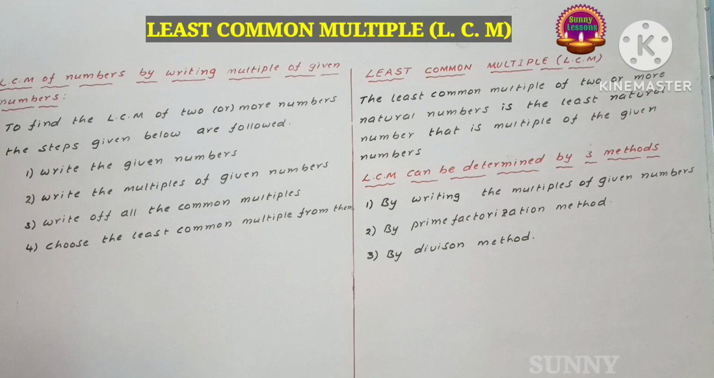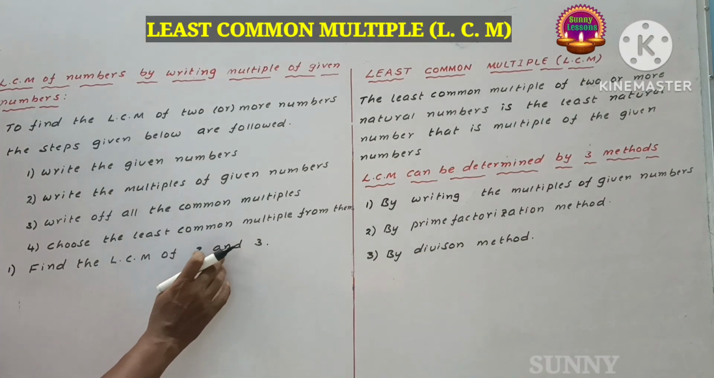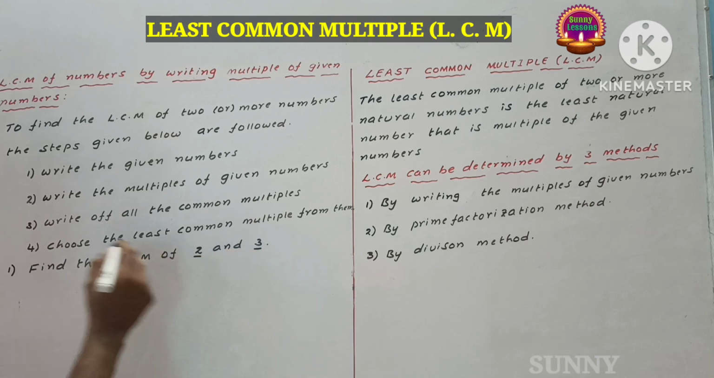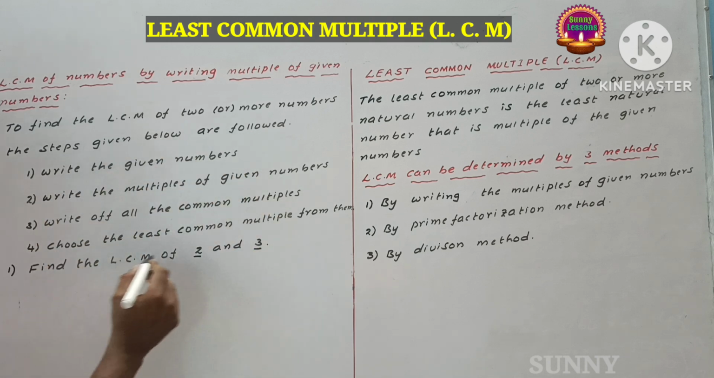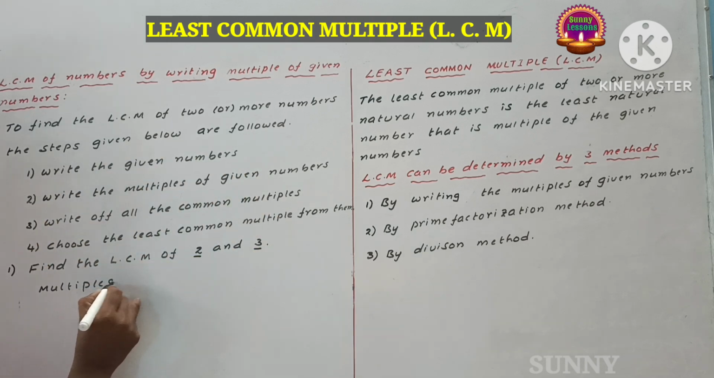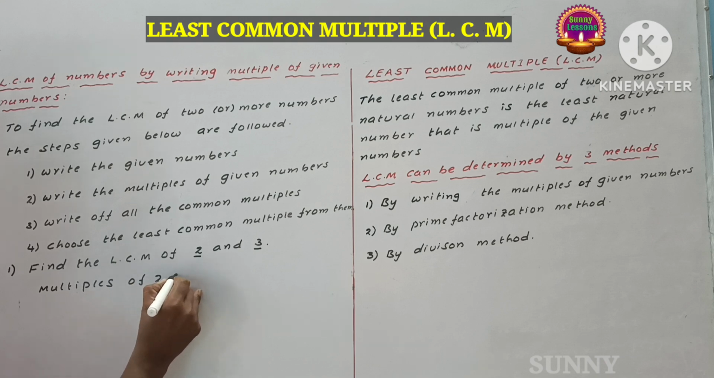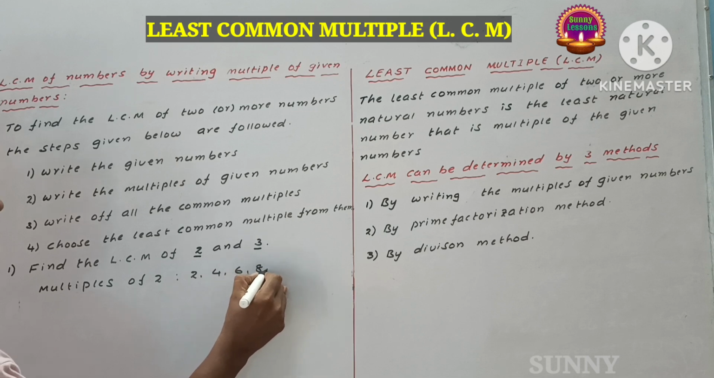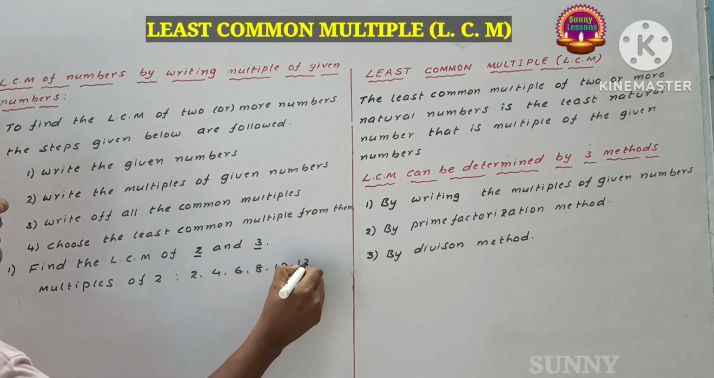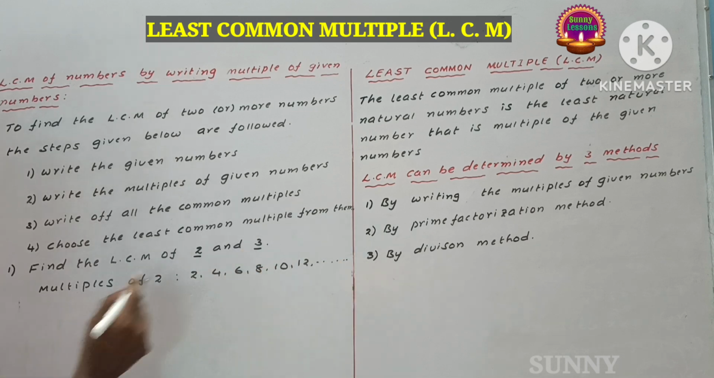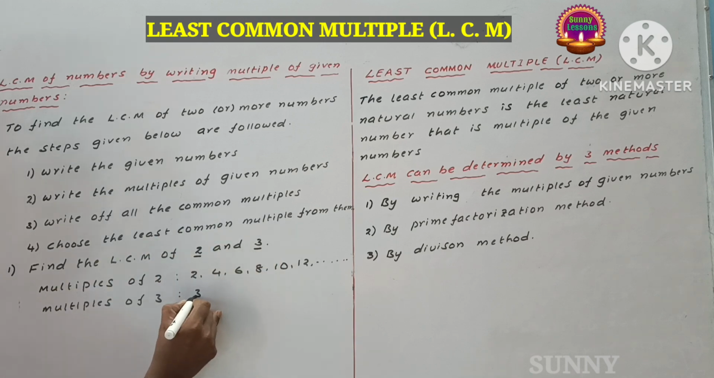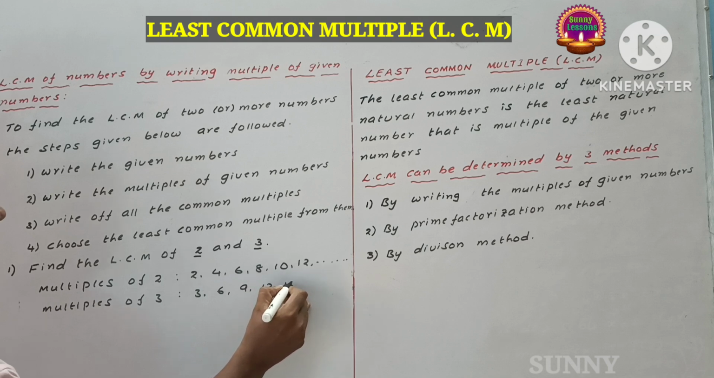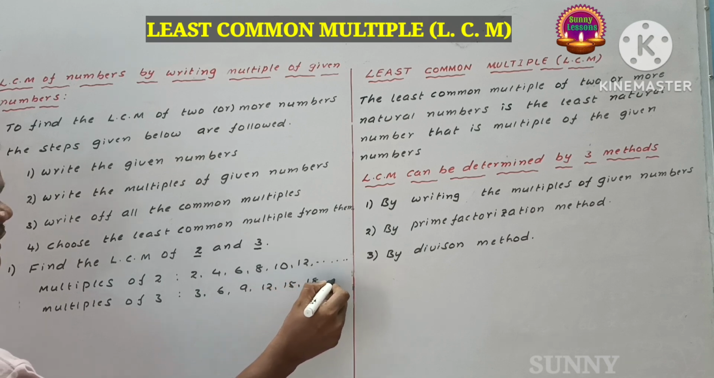Let us take an example. Find the LCM of 2 and 3. Write the given numbers. Given numbers are 2 and 3. Write the multiples of the given numbers. So, multiples of 2 are 2, 4, 6, 8, 10, 12 and so on. Next, write the multiples of 3: 3, 6, 9, 12, 15, 18 and so on.